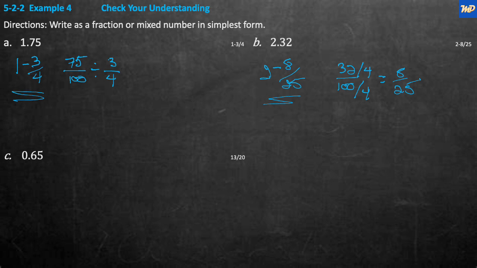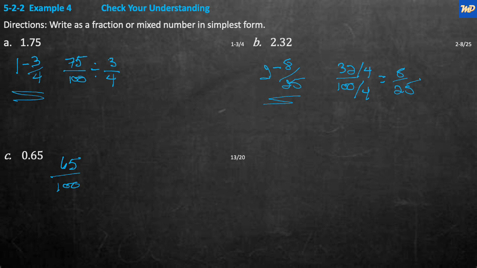0.65. So now there's no 1 like we did to add, or a 2 or whatever we had that we were putting in front, right? So it's 0. So we're going to take 65 and divide it by 100. Well, we know right off the bat that 65 is divisible by 5, and 100 is divisible by 5. We know that. So 65 is going to be how many 5s?